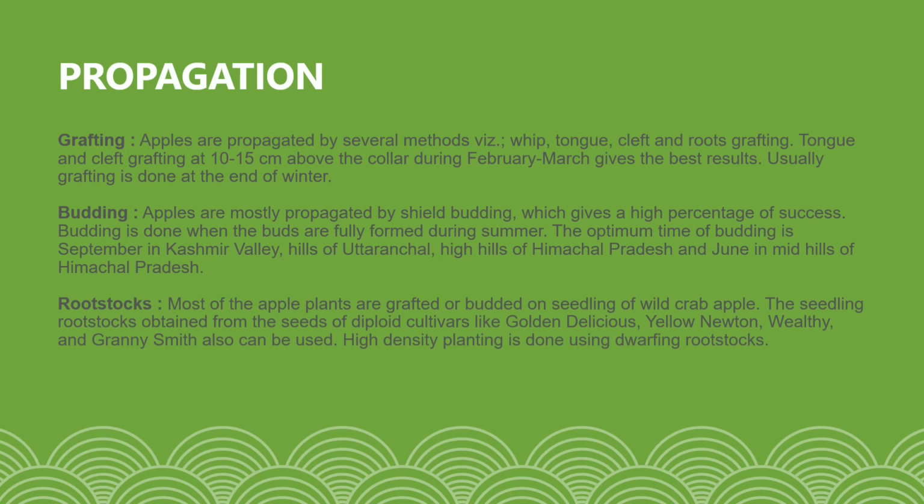Third, rootstocks. Most of the apple plants are grafted or budded on seedling of wild crab apples. Seedling rootstock obtained from the seeds of diploid cultivars like Golden Delicious, Yellow Newton, Wealthy, and Granny Smith can also be used. High-density planting is done using dwarfing rootstocks.